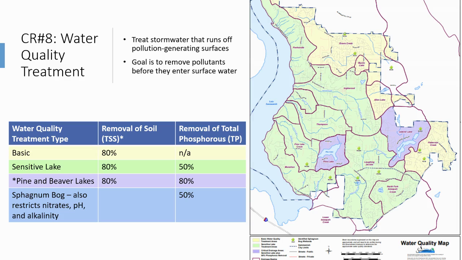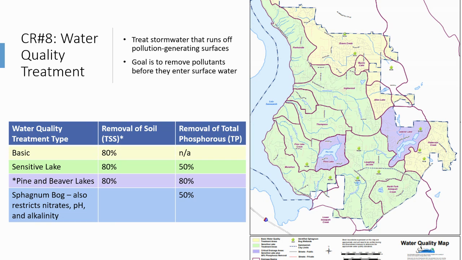Last week, we also reviewed what pollution-generating surfaces are and how pollutants enter our storm and surface water. To reduce the amount of pollutants entering our surface water, Core Requirement 8, Water Quality Treatment, makes projects treat stormwater that comes from pollution-generating surfaces, such as roads. There are 3 levels of water quality treatment specified in the 2016 King County Surface Water Design Manual.